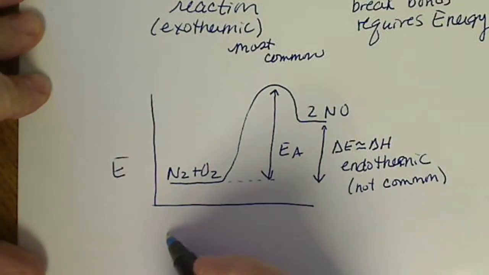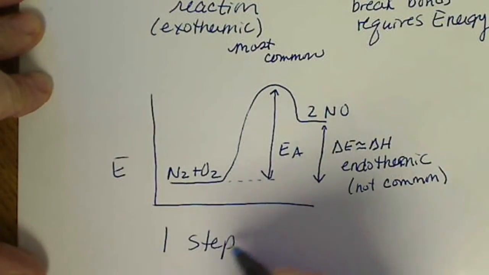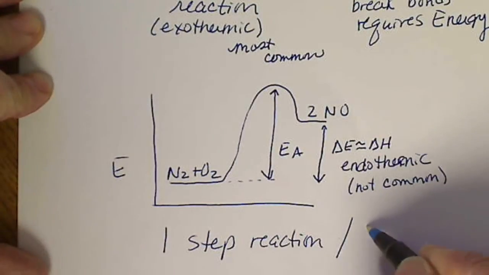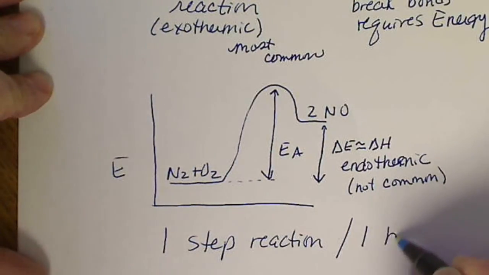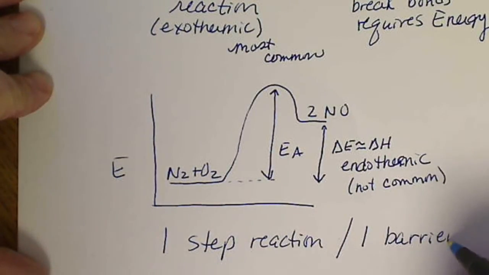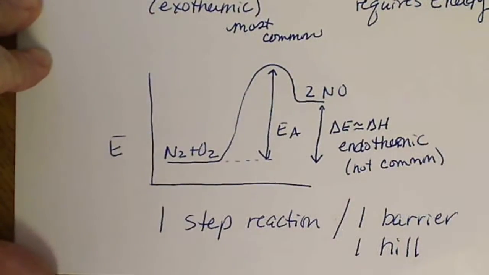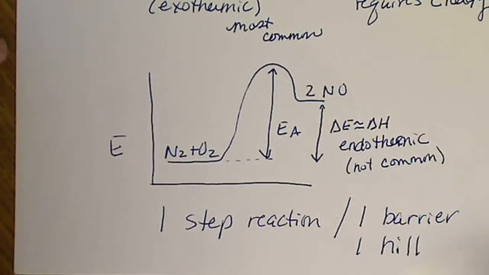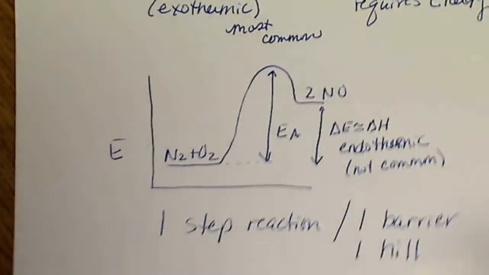This is also a one-step reaction because we see one barrier or one hill that we have to overcome. In the next piece of paper, I'm going to show a two-step reaction, and we'll compare that with a one-step reaction.